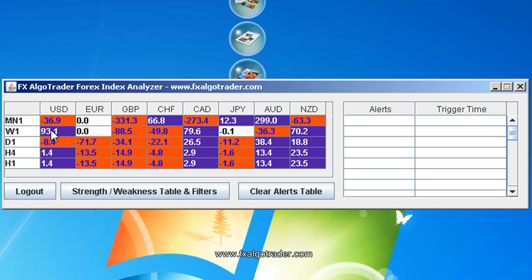So any index data which is in red means it's negative. Anything in blue means it's positive. Anything which is white means it's pretty much unchanged. So values between -1 and +1 are given a white render.